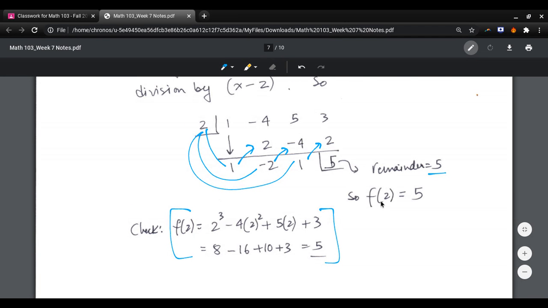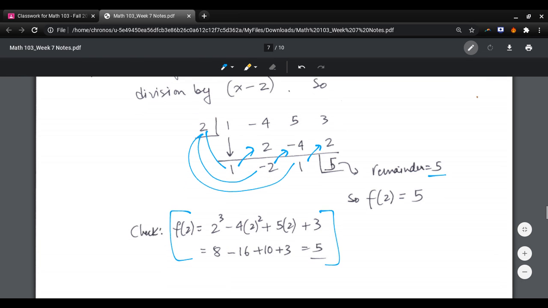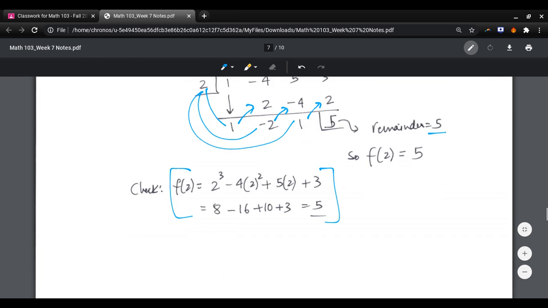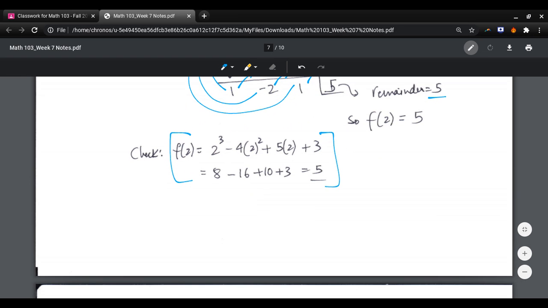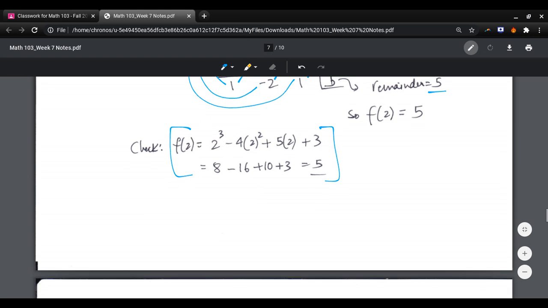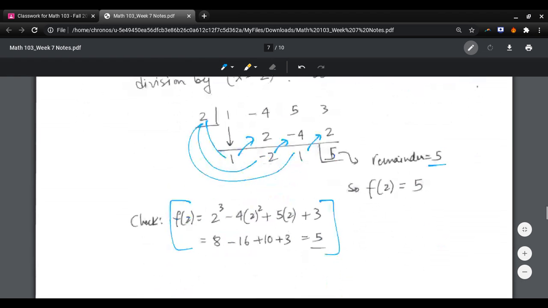In the previous videos, we learned how to divide polynomials using two methods, one of which works for all cases, the other which works for dividing by x minus c. And then we saw a remarkable result: when you divide by x minus c, the remainder gives you the value of the function at that point.